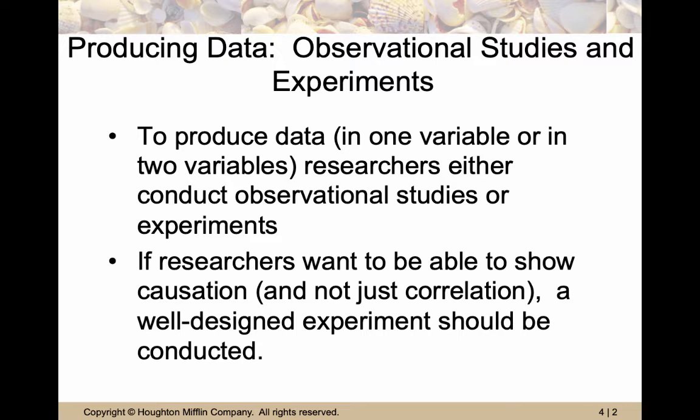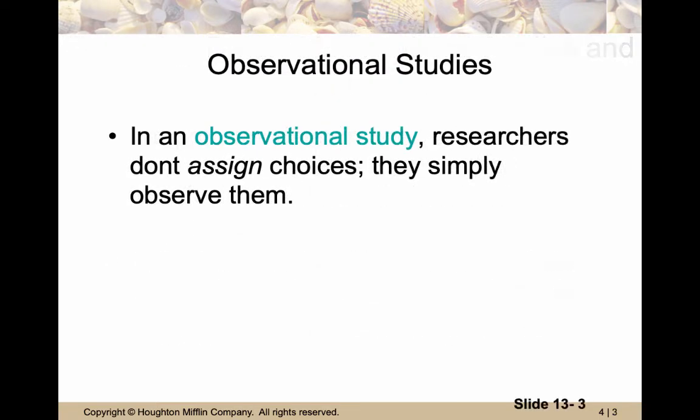An experiment is chosen if what the researchers want to be able to show is causation, that one variable causes a change in another variable, and not just correlation, which is basically that there's a pattern that as one variable increases, so does the other, or as one variable decreases, so does the other. A well-designed experiment is the only way we can show causation.